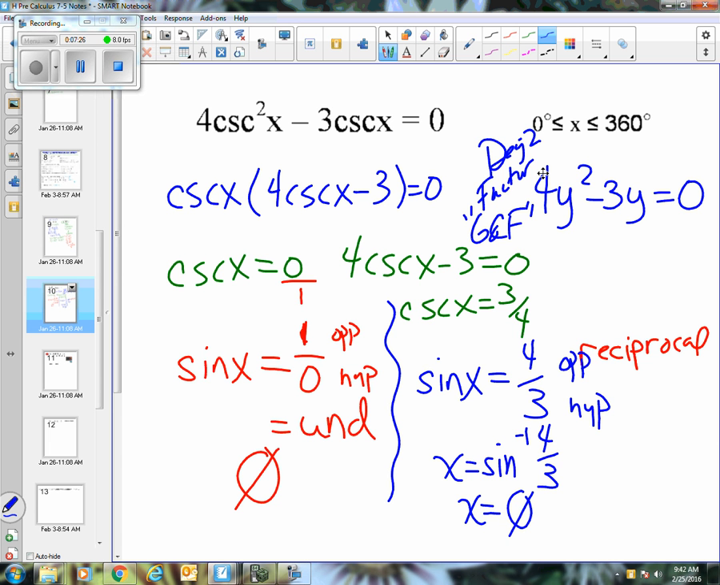So actually this equation, neither side of it has a solution. So neither one of these are solutions to the equation because neither one of them have values that make it true, and that's okay.